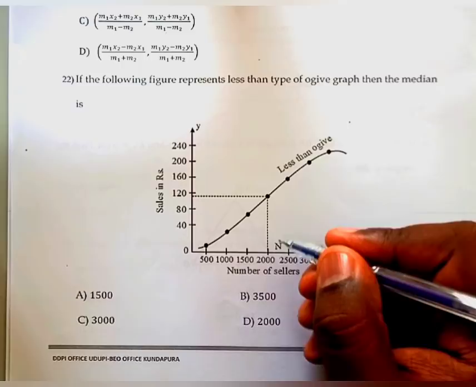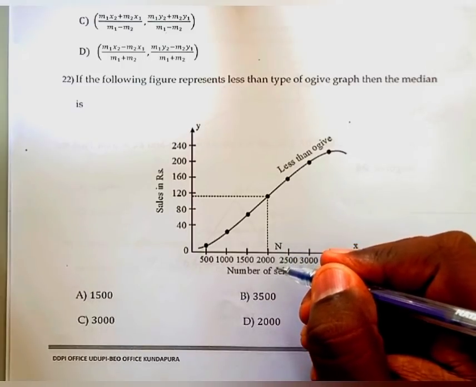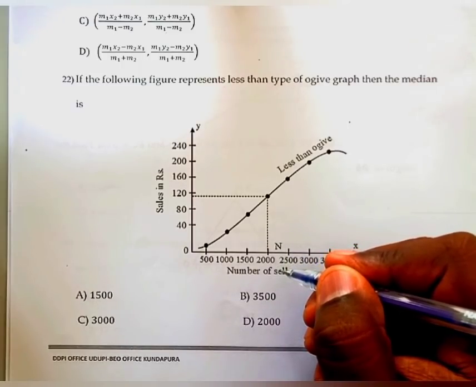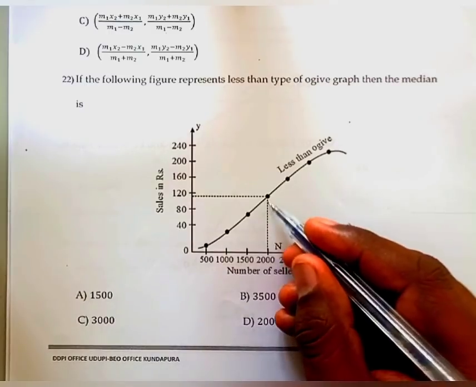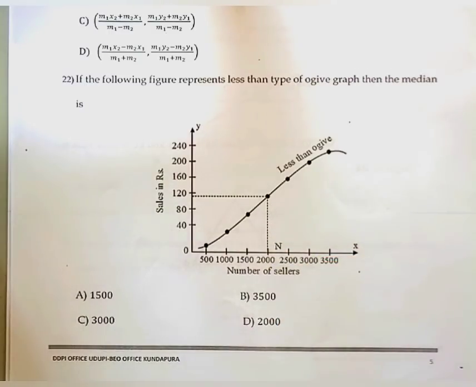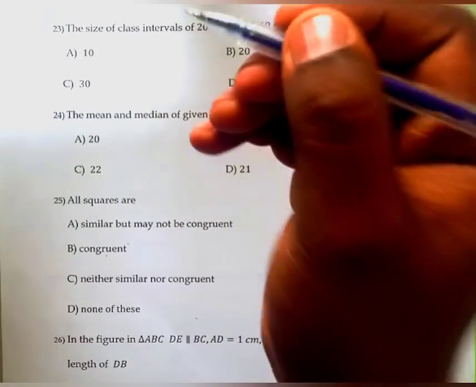Question number 22. If the following figure represents a less than type ogive graph, then the median is the value of n. That is the value of n on the x-axis, that is 2000. Therefore, the correct answer is option D, 2000. So the x coordinate is the median.